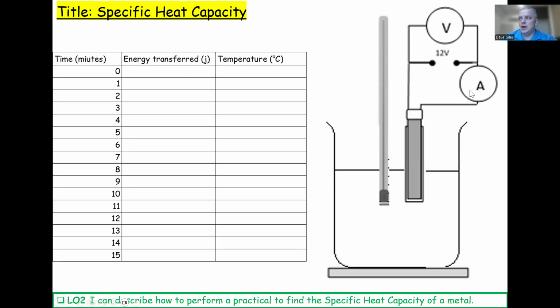So let's say here we had 10 amps and 12 volts. That would be 120 watts. Time 0 is going to be 0 across. Time 1 minute, you have to multiply it by 60 because it needs to be in seconds. So you do 60 times the power, 60 times 120, which would give you 7,200 joules in 1 minute. And the temperature is what you would record after 1 minute. And you do have to say 15 minutes.